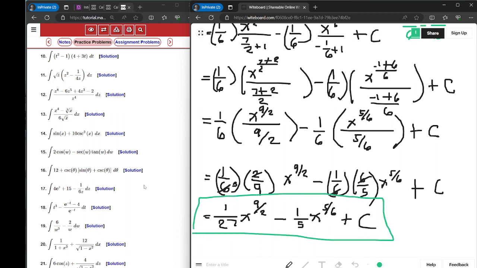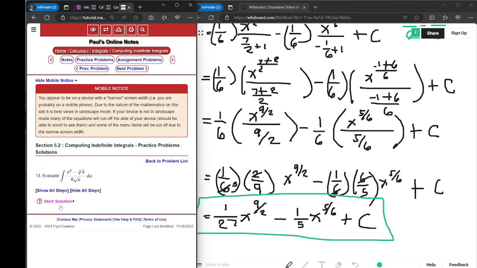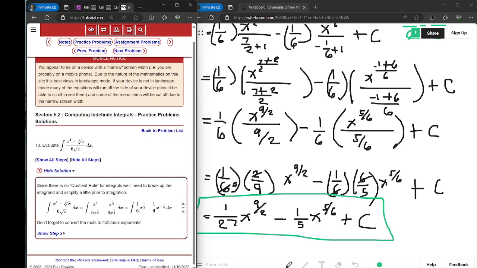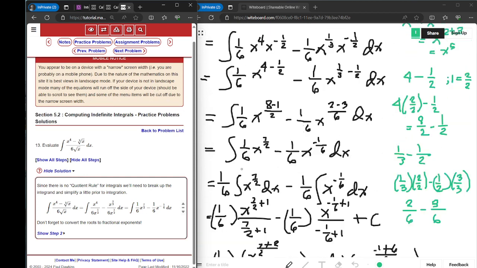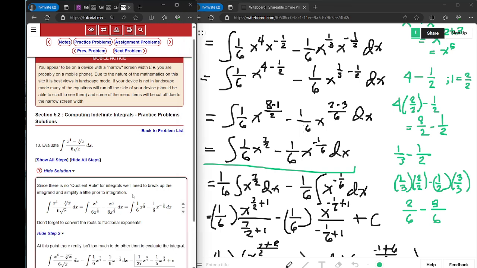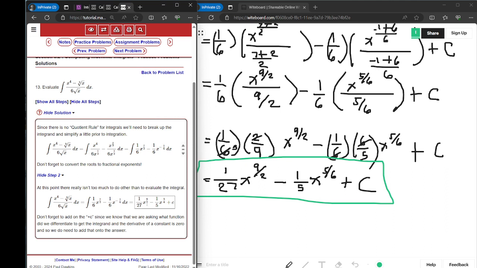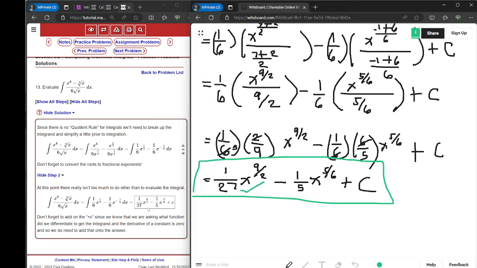But before rejoicing, we need to check first in the solution. All right, so let's check if this is correct. Let's go down to the last step. That's 1 over 27 times x to the power of 9 over 2, correct? Minus 1 over 5 times x to the power of 5 over 6, and plus c. Yeah, we got it right.